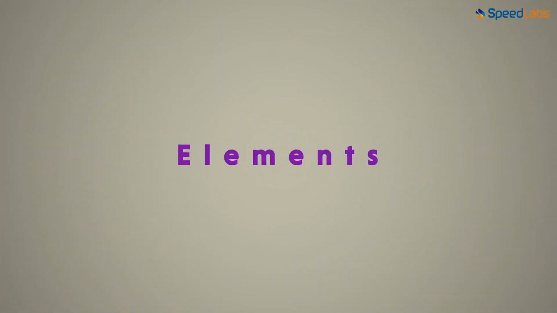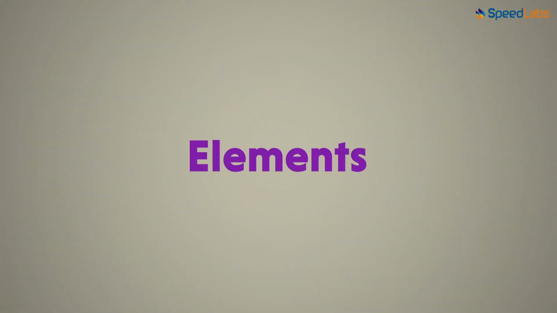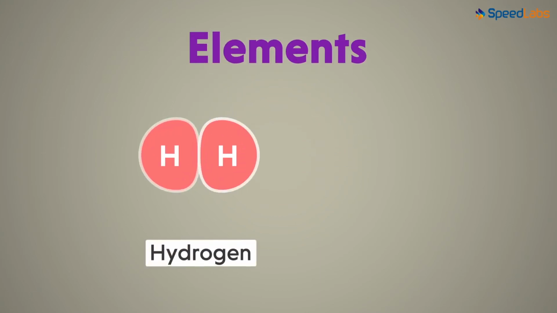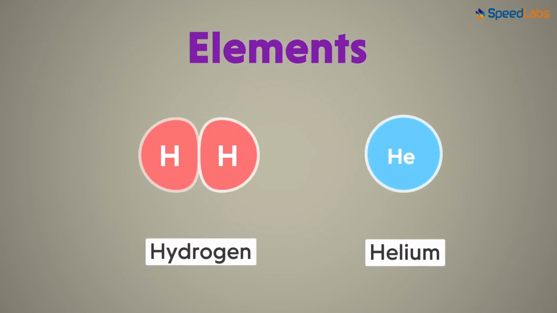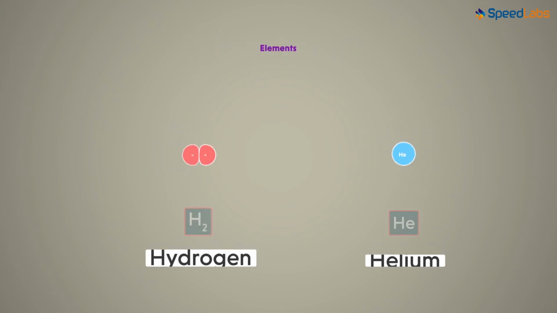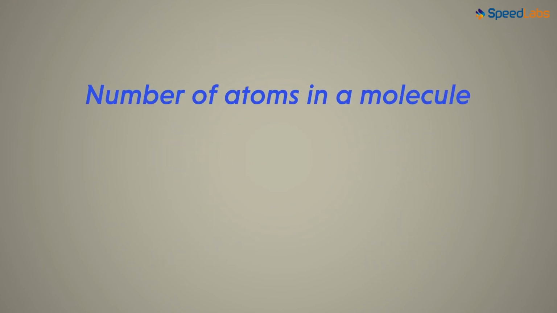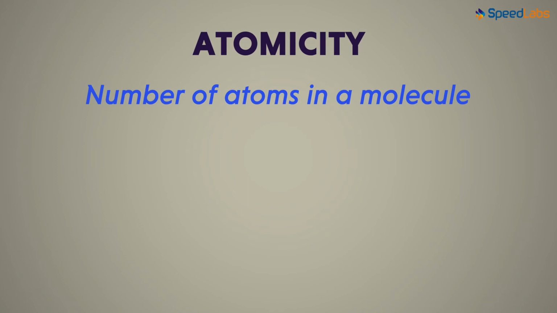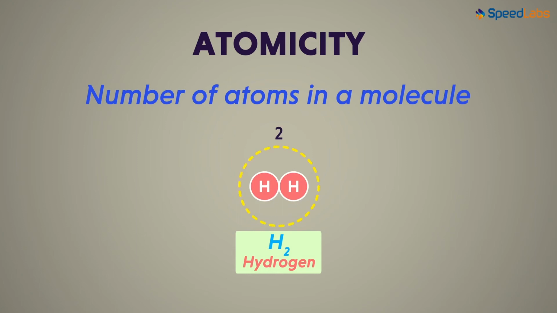Let us begin with the elements first. To begin with, we take the simplest elements, hydrogen and helium. We find that these have symbols H2 and He. Can you tell me why hydrogen is written with H2 and helium is written singly? Well, the answer lies in the fact of their atomic existence. The number of atoms in a molecule is called the atomicity of the molecule. Yes, the atomicity of a molecule is the total number of atoms that make up one such molecule.